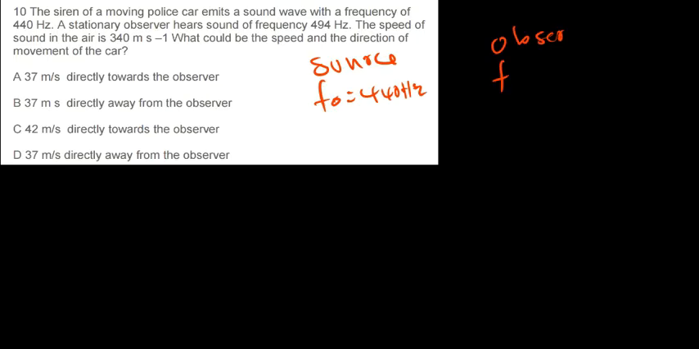Aha, this is the question I wanted. A stationary observer hears a frequency of 494 hertz. When we say stationary, meaning it's not moving, right? Now, if it's not moving, what is the velocity at that point? What is the velocity of the observer?